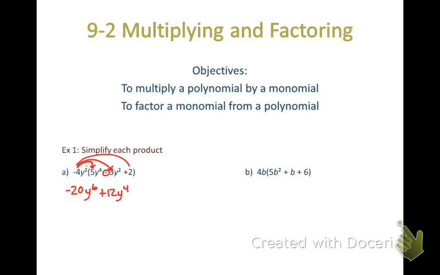And then you do your last one, which would be negative 4 times 2, which would be negative 8. And then the last one does not have any variables, but you still add on the variable that's attached to the monomial on the outside, so that would be y squared. And here is your answer.